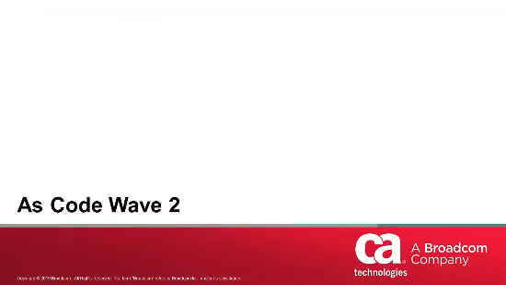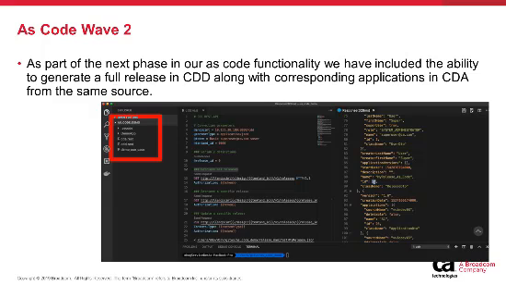Another feature that has been improved for the 12.3 release is the SCode functionality. Now, you can generate a full release in CDD along with corresponding applications in CDA from the same source in order to enable SCode for our continuous delivery solution, and not just for individual tools.